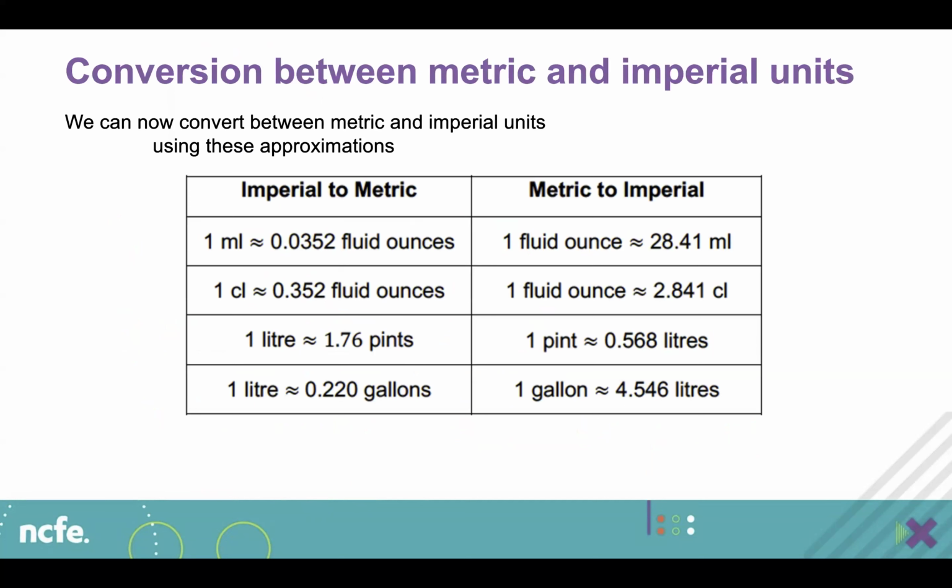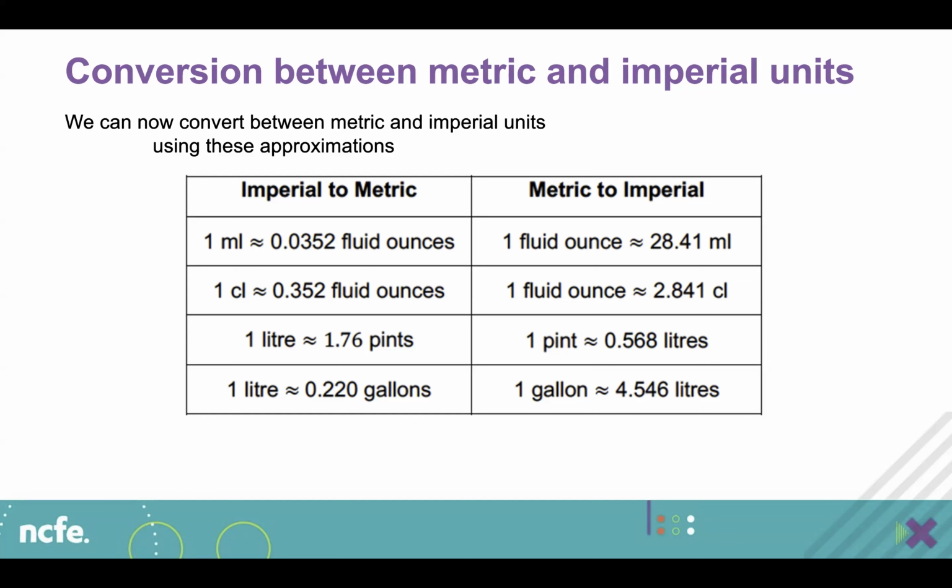Now convert between metric and imperial units. Use these approximations. It tells you metric to imperial: 1 milliliter is 0.0352 fluid ounces, 1 centiliter is 0.352 fluid ounces, 1 liter is equal to 1.76 pints, and 1 liter is equal to 0.220 gallons.